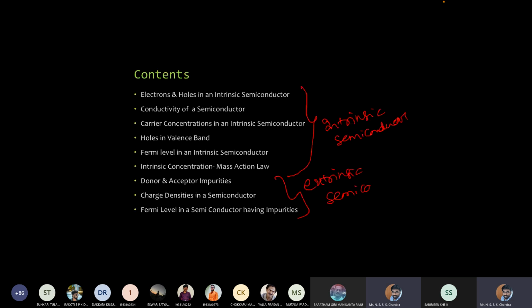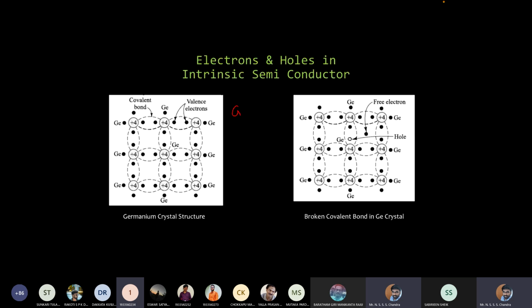So if you take a germanium crystal, this is the germanium crystal structure. You know the atomic number of germanium. I think I've already given it in the quiz. Germanium is 32, silicon is 14. All these atoms are tetravalent. They have valency equal to 4.